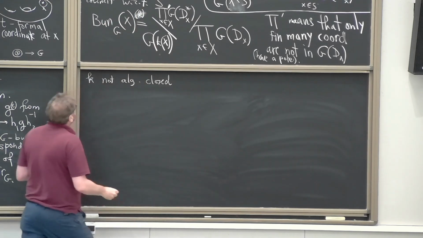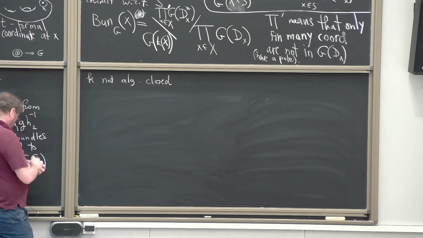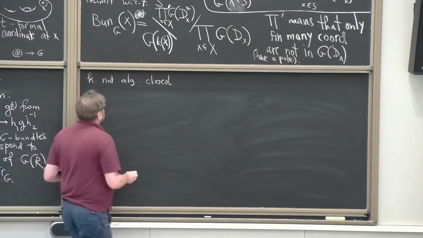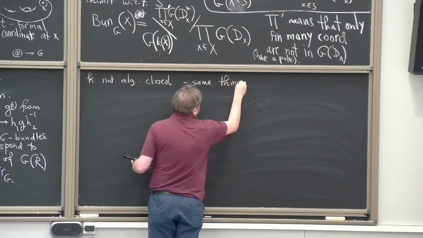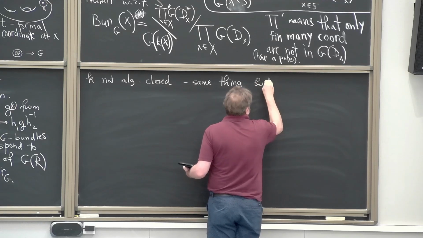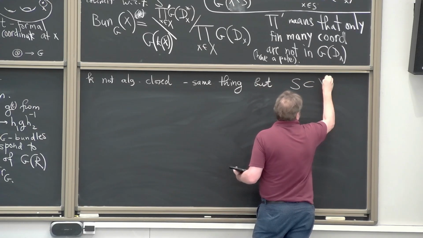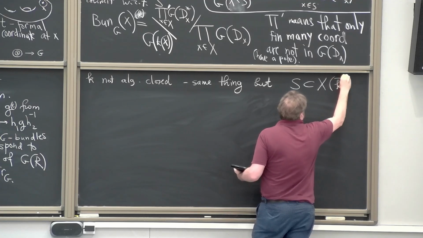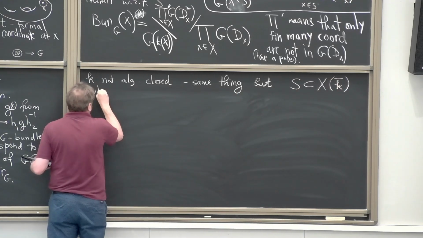If K is not algebraically closed, then we should do the same thing, but in this case we should take sets S inside of X of K bar, the algebraic closure, which are Galois invariant.